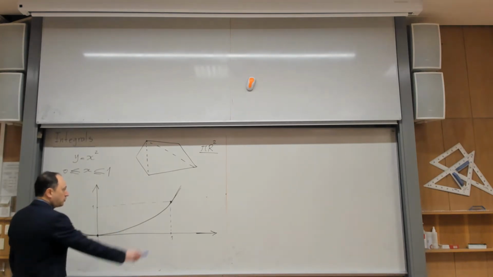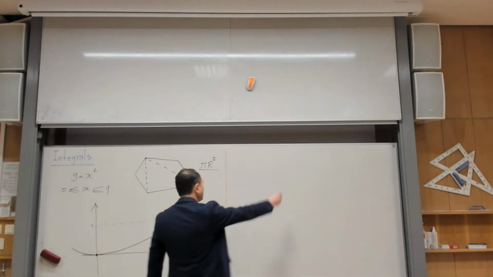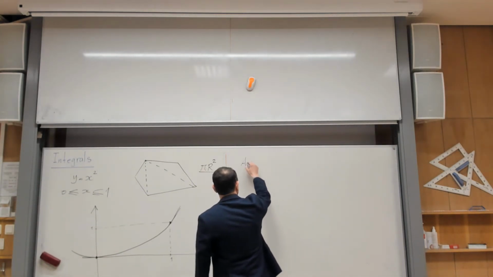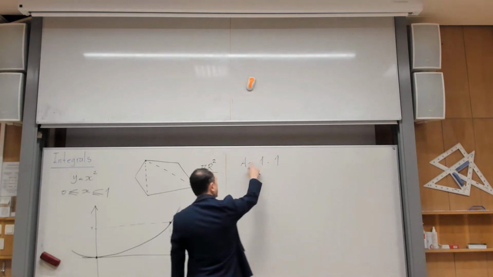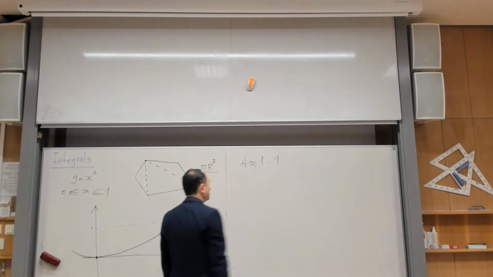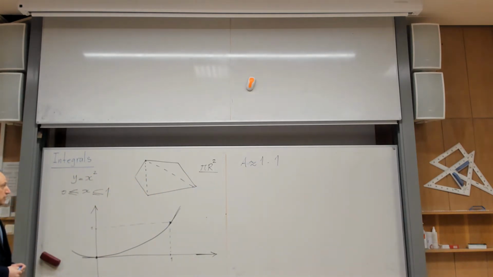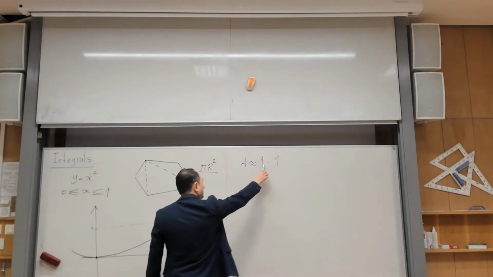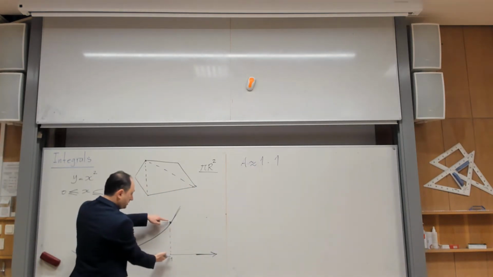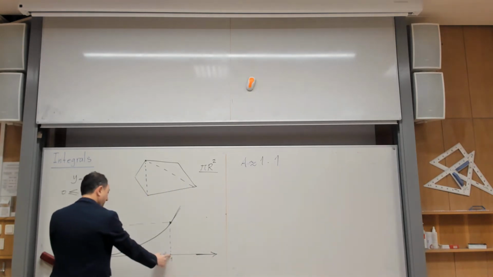Okay, so one possibility is to say that the area you want is 1 times 1. Let me just put approximation. What I want you to write is this. This one is this height, and that one is this length. But there is another way to write this 1.